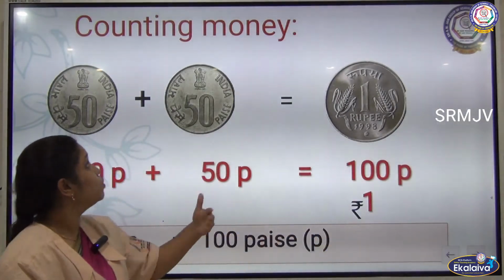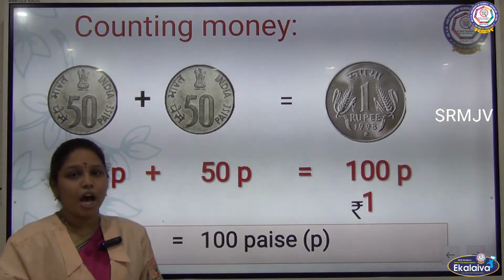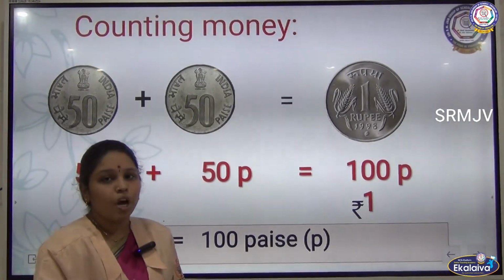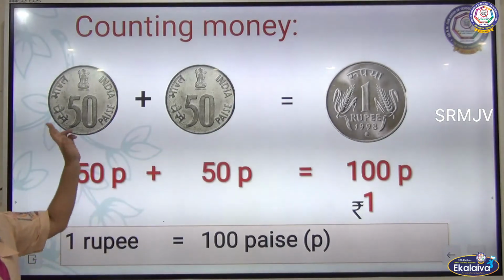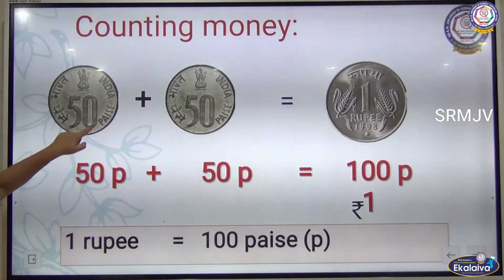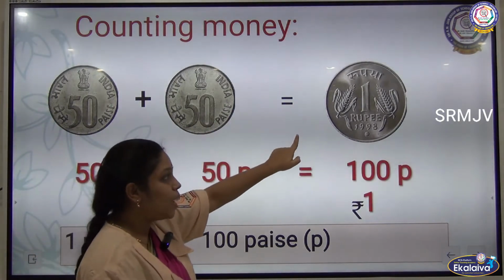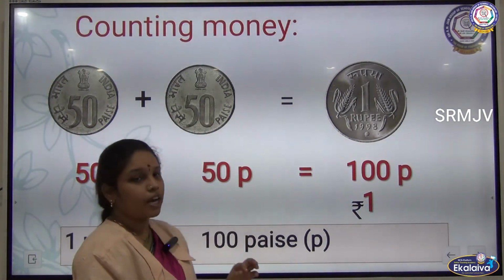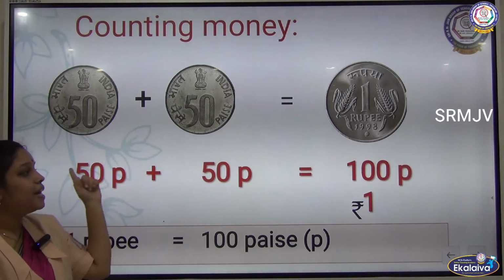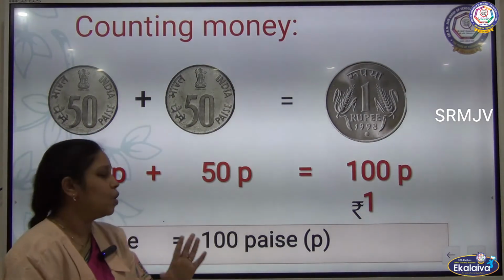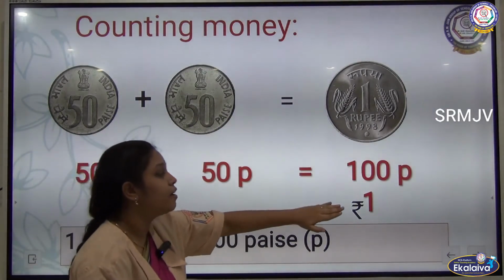Okay, now we are moving to how to count these money values. I am going to teach you how you are going to count these money values. Okay, now see 50 paise. You can see the value 50 paisa plus 50 paisa is equal to 1 rupee. Okay, if I am adding 50 paisa plus 50 paisa, it is equal to 1 rupee. Okay, 50 paisa plus 50 paisa is equal to 100 paisa.